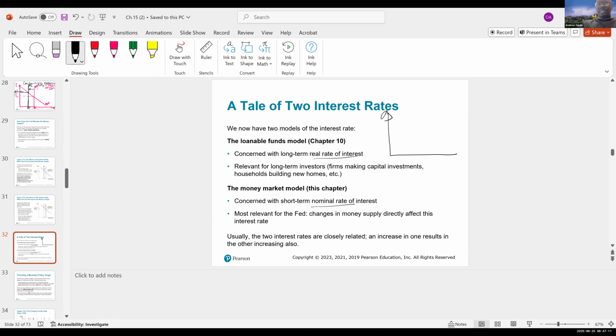Real interest rate, which is an inflation-adjusted interest rate, is obtained at the intersection between the demand for investment and national savings. Remember? That would determine what? Real interest rate. But this was real interest rate, not nominal interest rate. In this chapter, though, we're talking about the intersection between money supply and money demand. So the interest rate that is determined here is nominal interest rate, not real interest rate.